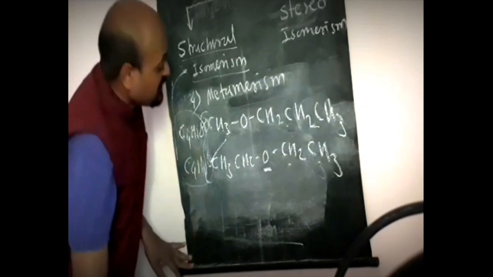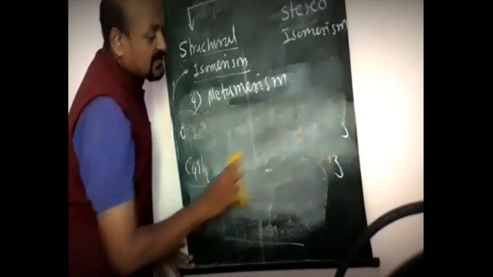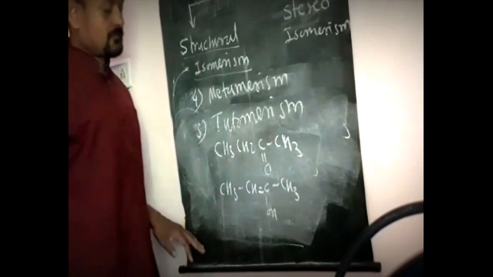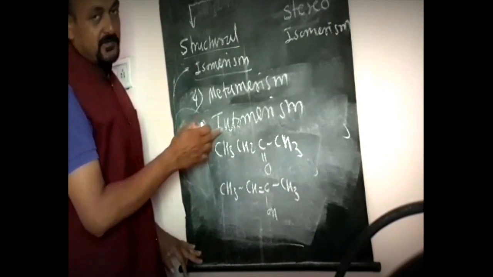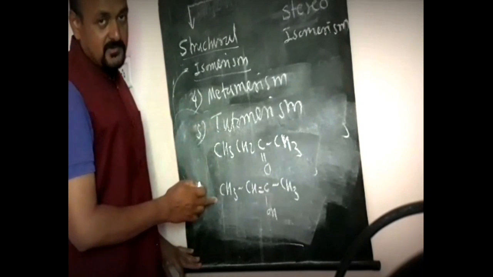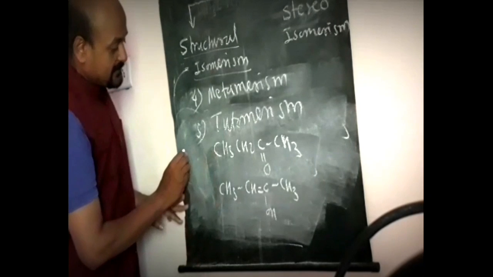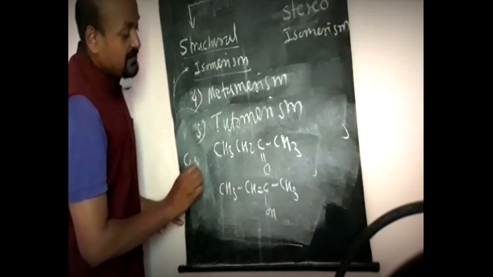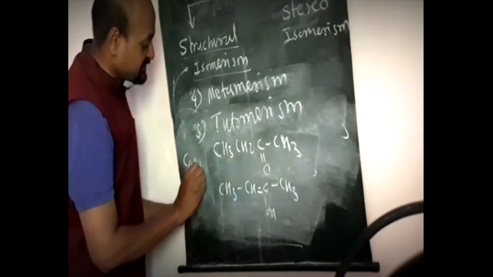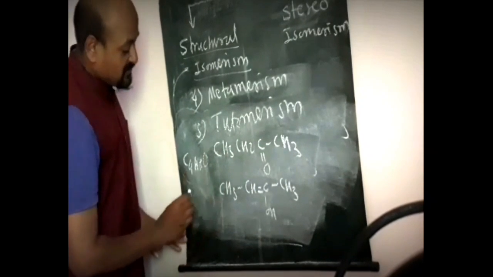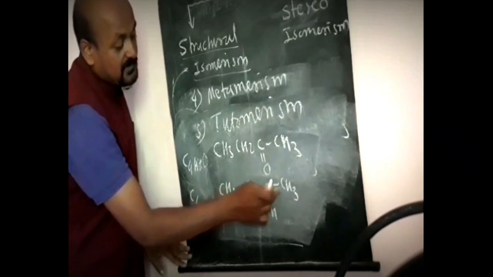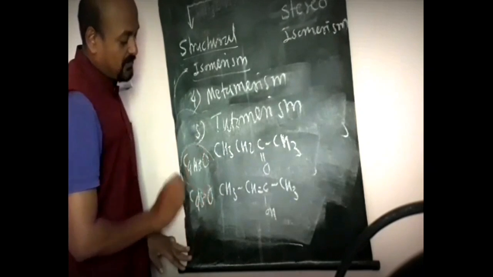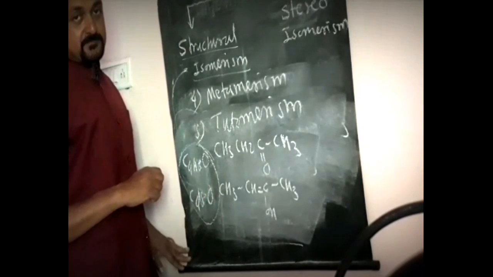Now let us take the last type. Now let us discuss what is tautomerism. So these are the two compounds. Here the molecular formula is, count, C1, 2, 3, 4, that is C4, H 3 plus 2 is 5, plus 3 is 8, and O. Here also the molecular formula is C4, H8 and O. That means these two compounds have the same molecular formula.